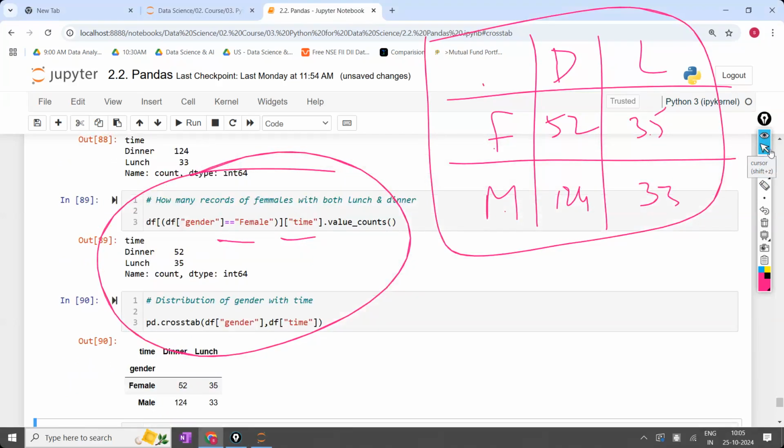Is the point clear? Everyone? Is that clear? Crosstab meaning is clear? Anyone having any question? What is the meaning of crosstab? Whoever is not clear with the crosstab, please ask your question. If it is clear, write in the notes.